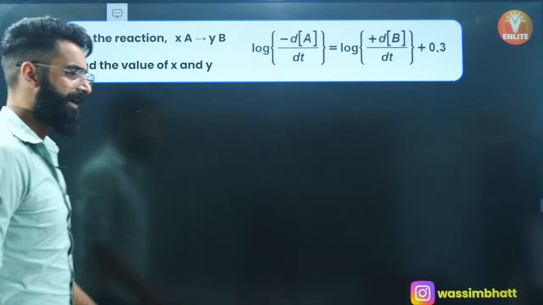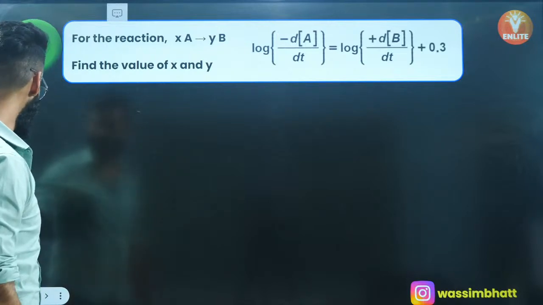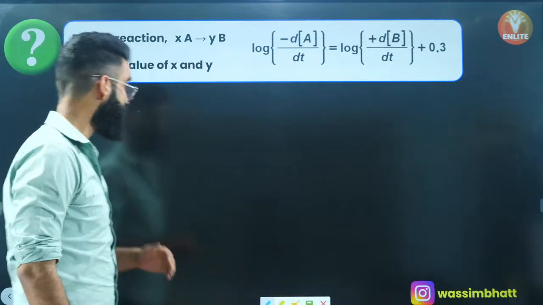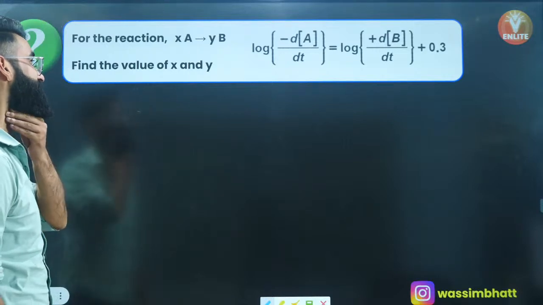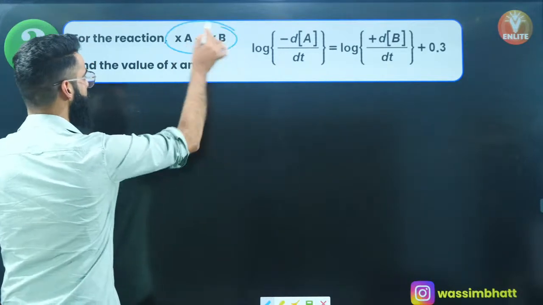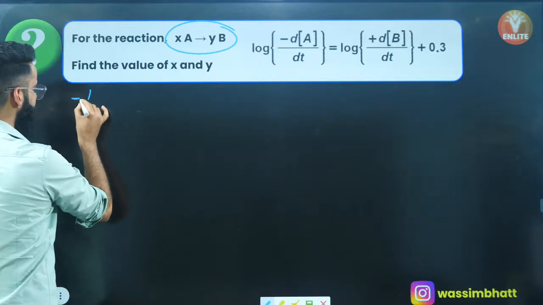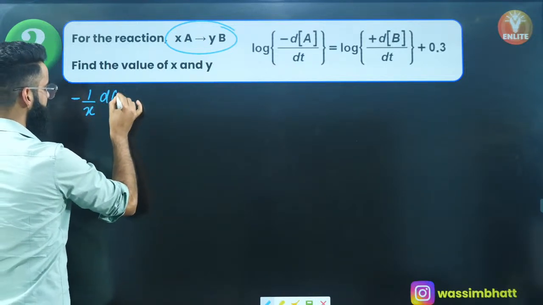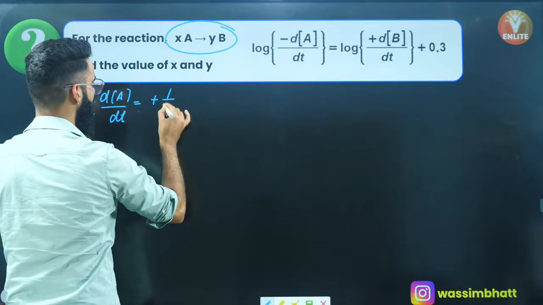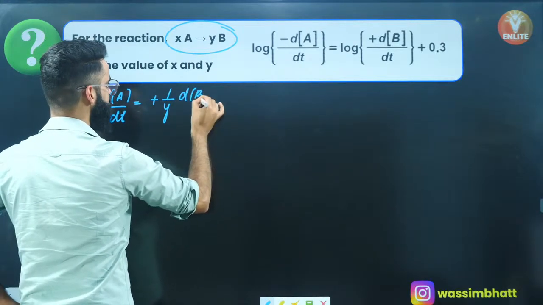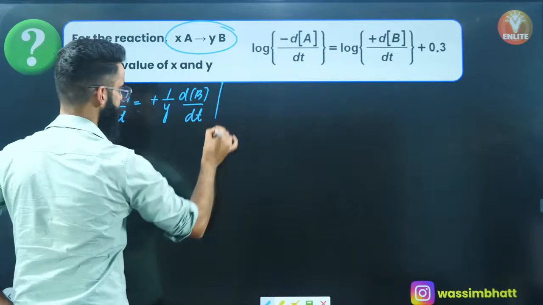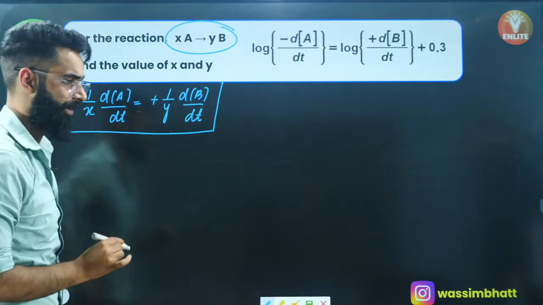This is one more question, my dear people, on your screen, right? Let's see exactly how this sort of equation is to be solved. First thing, for this particular equation, let's write the differential form. It's going to be minus 1 upon x d of A divided by dt, which is going to be plus 1 upon y, d of B divided by dt, right? Let me call this as equation number 1.